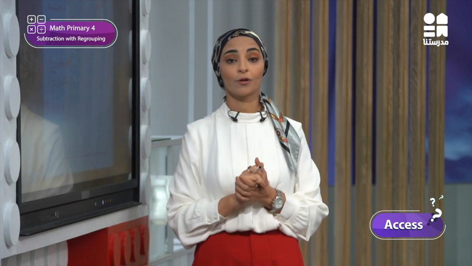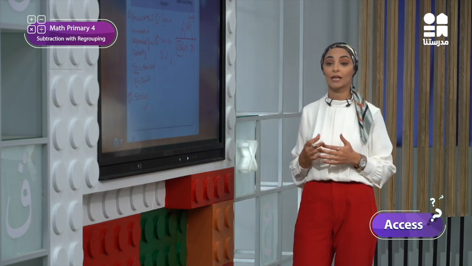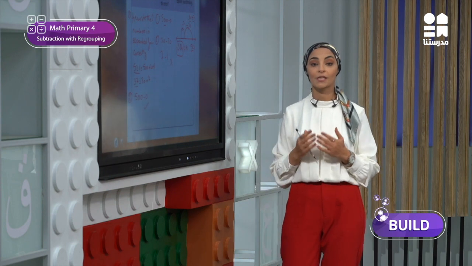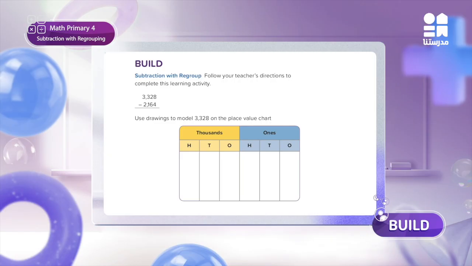Now, there are many situations in our lives where we need to use subtraction. So we should learn several methods for subtraction, including the strategy that we will study today in our lesson, which is subtraction with regrouping. The first subtraction problem that we have is in the build, subtraction with regrouping, on page 78 in your book.